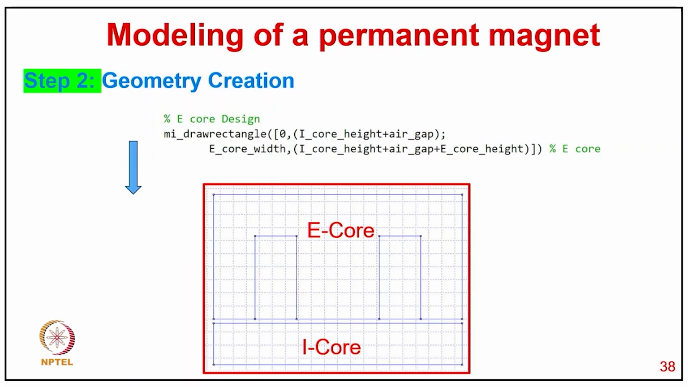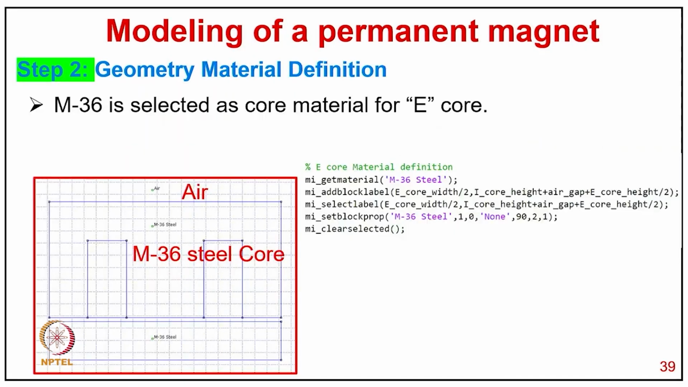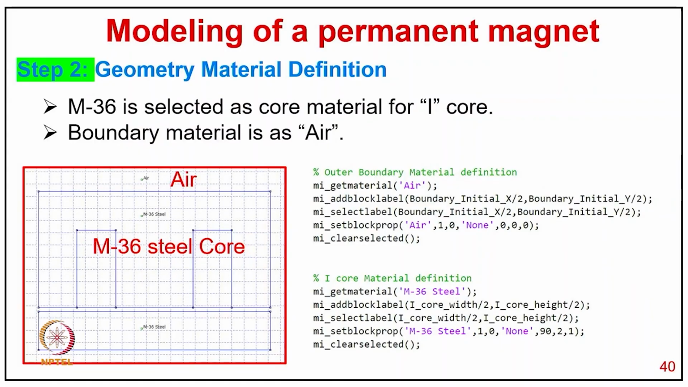And then step 2 is the geometry. With the code, you can see how the typical E and I core geometry is shown here. And then typically the material definition. So M36 is selected as the core material for the E core, and you can see how the M36 core material is selected for the core portion with the code. Similarly, M30 is selected as the core material for the I core, and the boundary is air.